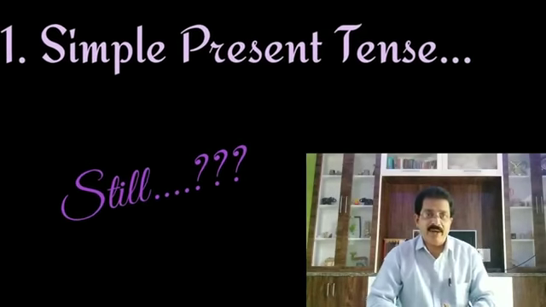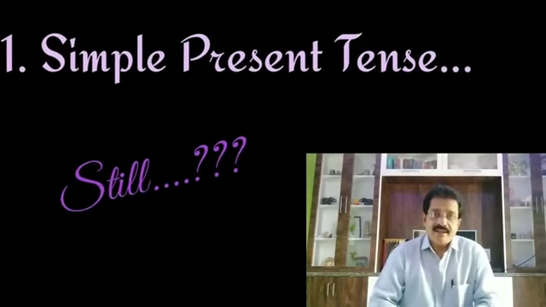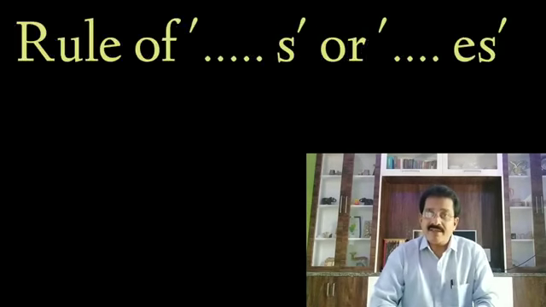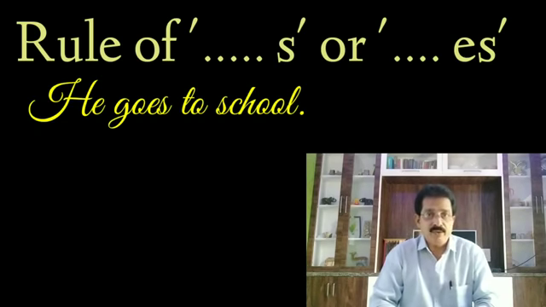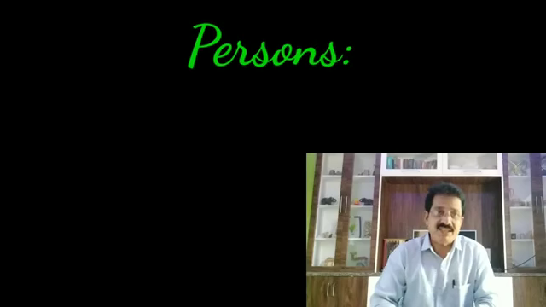There is another thing where we make a mistake: sometimes we find s or es added to the verb. And why? For example, I said in the previous example, he goes to school every day. Why goes? Now if I say I go to school, we go to school, you go to school, he goes to school, they go to school. So for everyone we said go, but for he I said goes. Why? So here a concept should be introduced, that is persons.